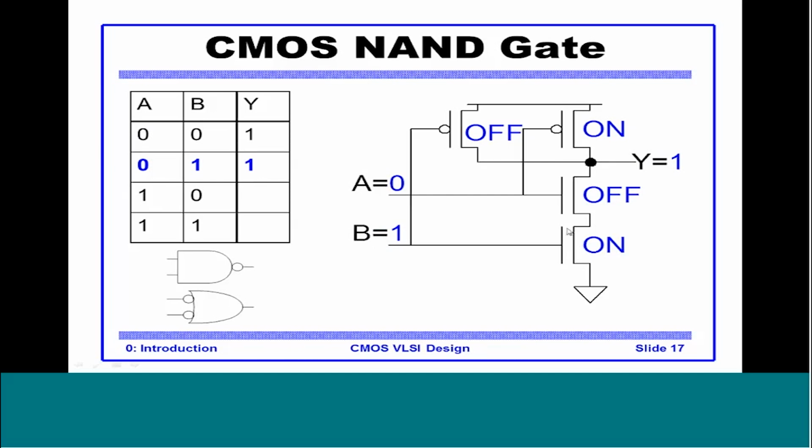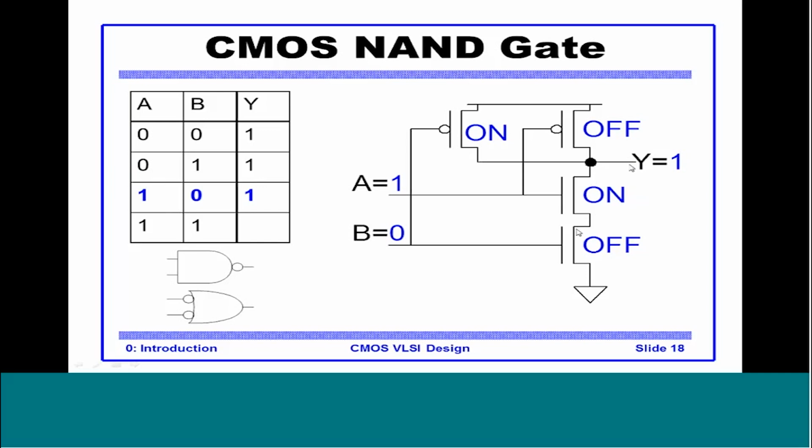one of the NMOS becomes on, but since the other one is off, the connection is never made. However, on the pull-up side, whenever any input is 0, that PMOS is on, and since it's a parallel connection, it pulls Y to 1. So condition A0 B1 is similar to condition A1 B0. That is, one of the PMOS is on and it pulls Y to 1.